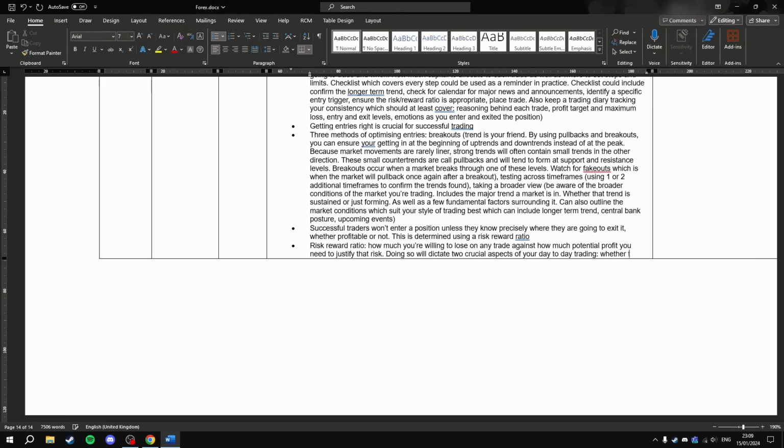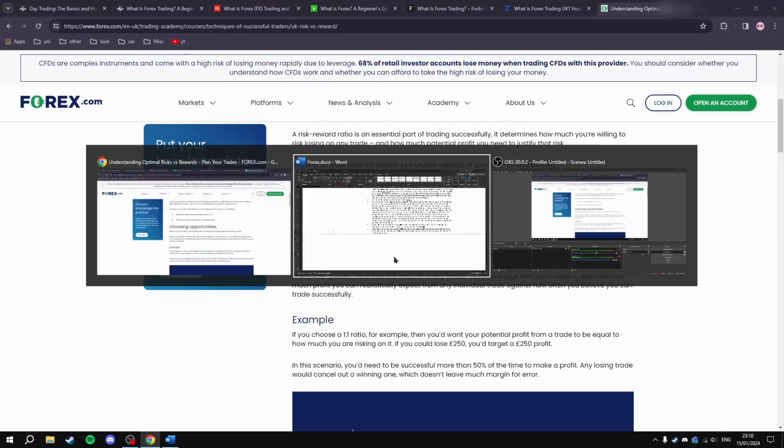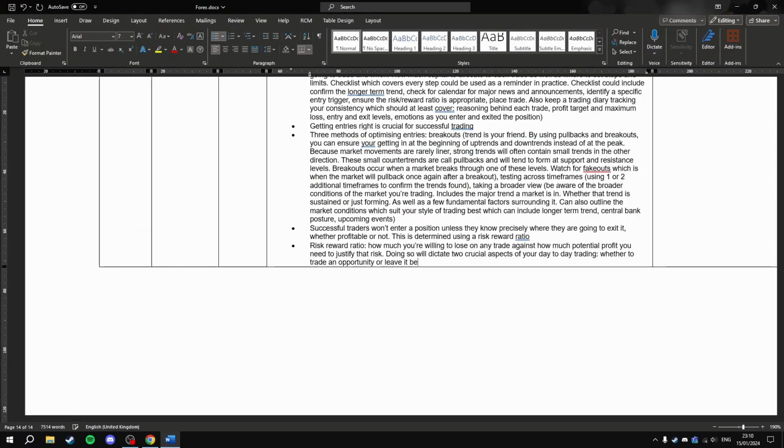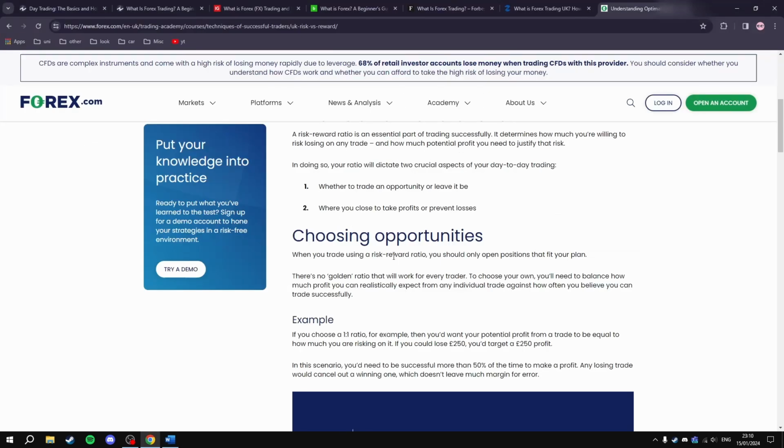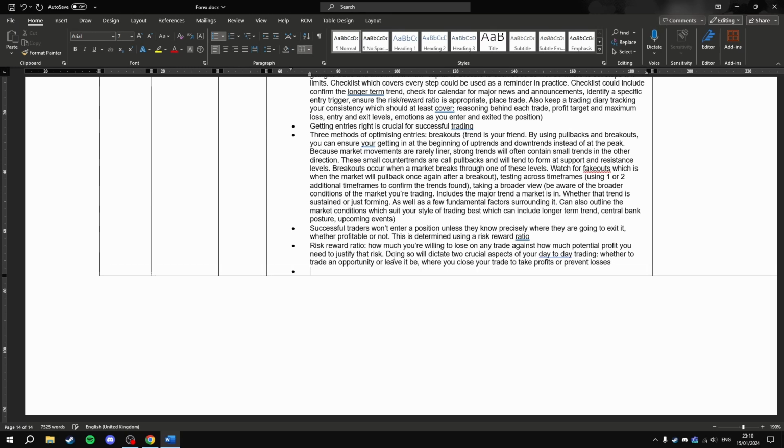Whether to trade an opportunity or leave it be, and where you close your trade to take profits or prevent losses.